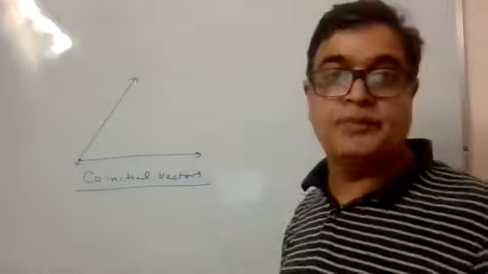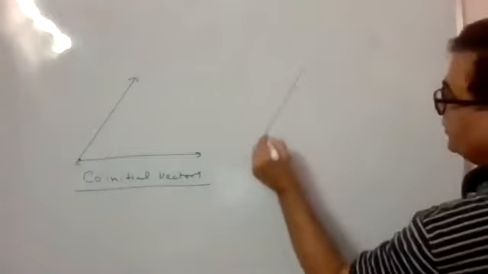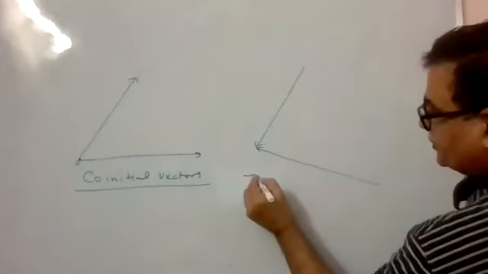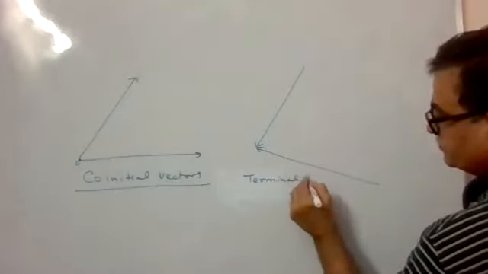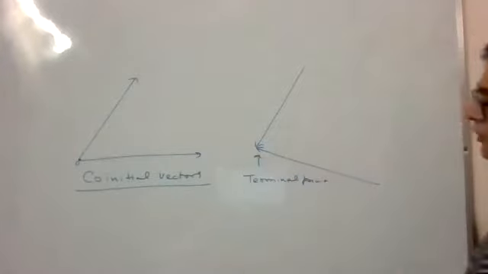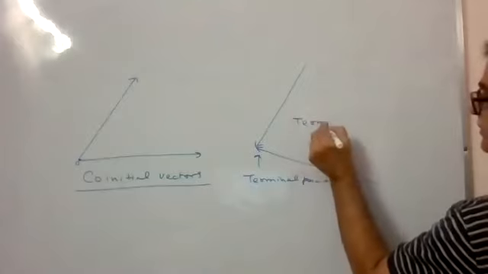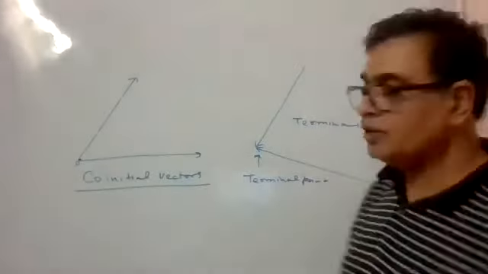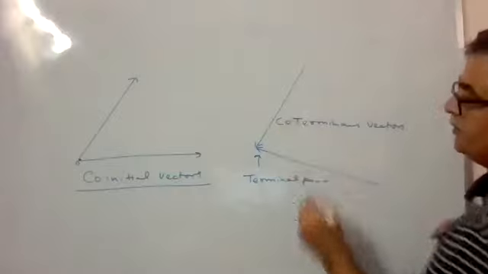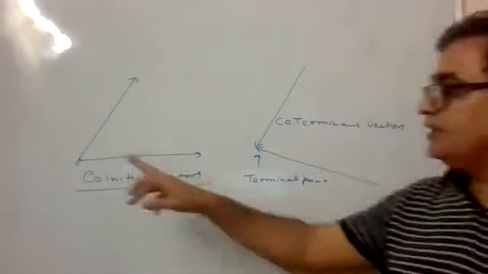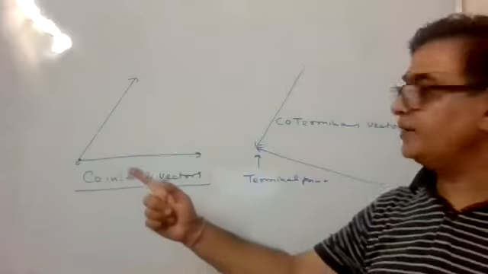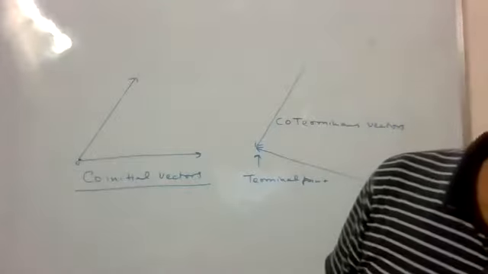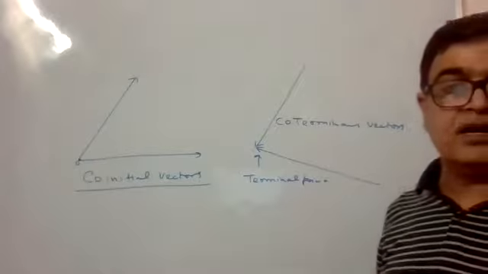Next comes co-terminus vectors. Two vectors are said to be co-terminus if their terminal points are the same. These are terminal points, so they are called co-terminus vectors. If initial points are the same, we say co-initial vectors. If their terminal points are the same, this is called co-terminus vectors. You should keep that in mind. Is it clear? Then comes the negative vector.